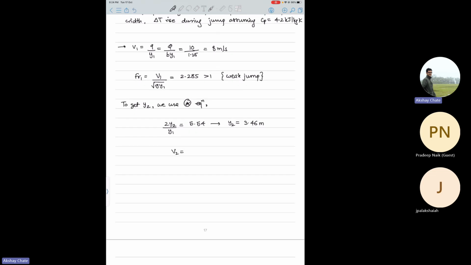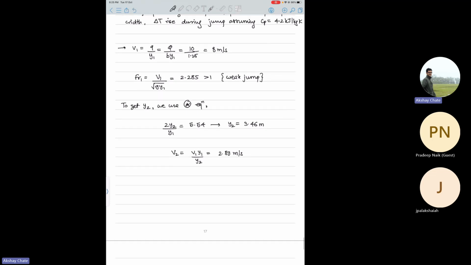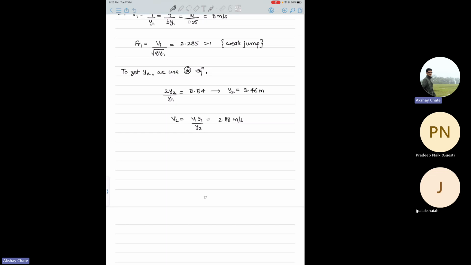And again, using the continuity equation, you can calculate V2. That will give you 2.89 meter per second. So downstream velocity is lesser. You can see, right? Upstream velocity was 8, downstream it is less than 3. Then you can calculate the Froude number downstream, which will be V2 by root g y2. I'm skipping the algebra again. This will become 0.496. So see, this is less than 1. So this is subcritical flow.